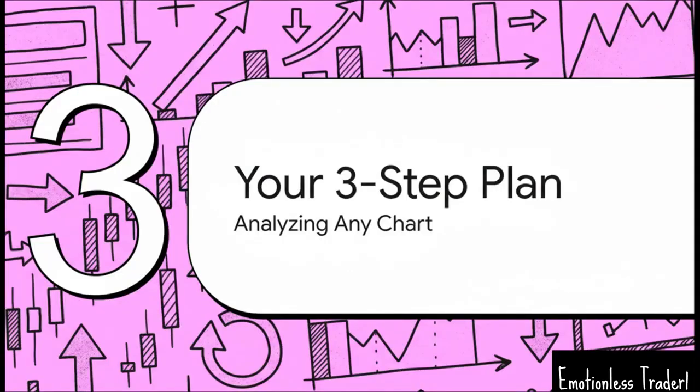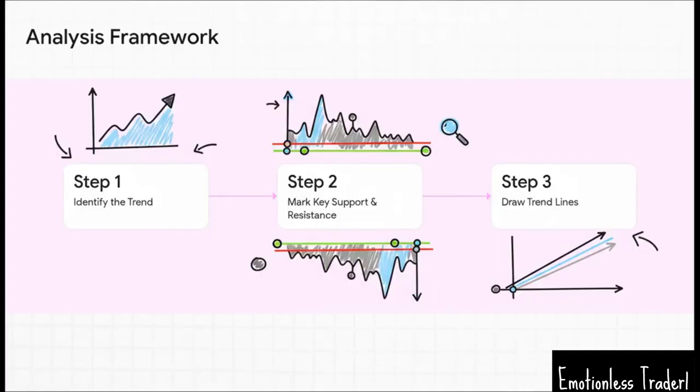All right, so our strategy is set. We're trading with the trend. Now let's get to the real meat of this explainer, your simple 3-step plan for looking at any chart and knowing what to do. Here it is, simple as this. Step 1, figure out the trend. Step 2, mark your floors and ceilings. And step 3, draw your trend lines. Let's break down each one.